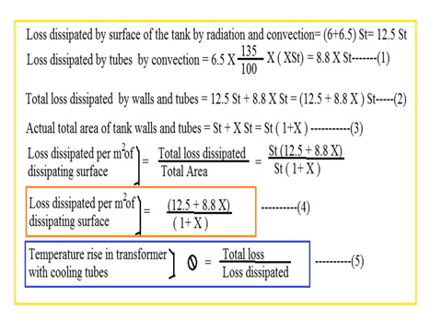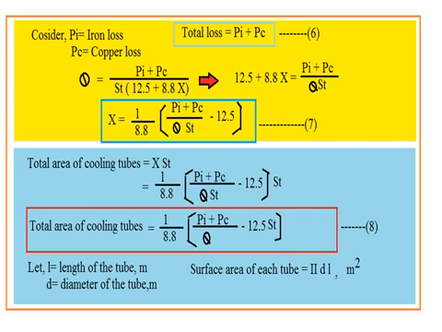Then similarly we can go for loss dissipated per meter square of dissipating surface. That should be equal to total loss dissipated divided by total area. That is another important relation. So you are getting equation number 4. Very, very important: temperature rise in the transformer with cooling tubes, that is theta. Theta should be given by total loss divided by loss dissipated. Hence, we have to construct the equation.